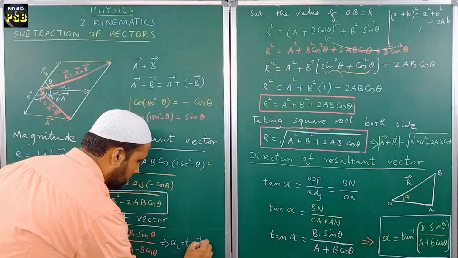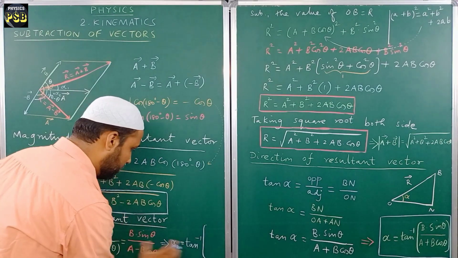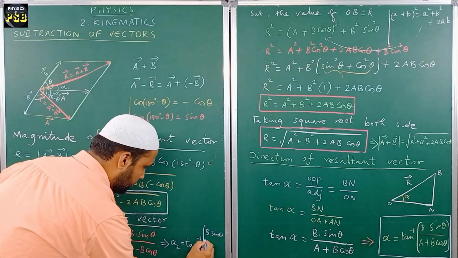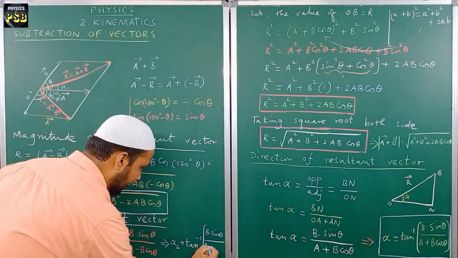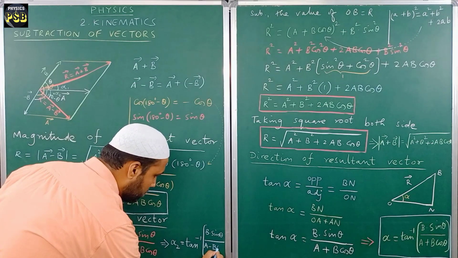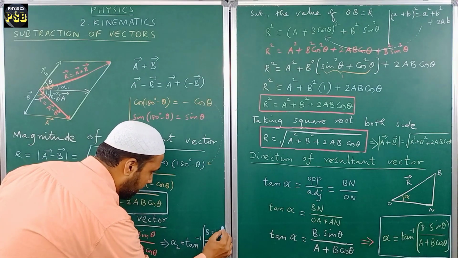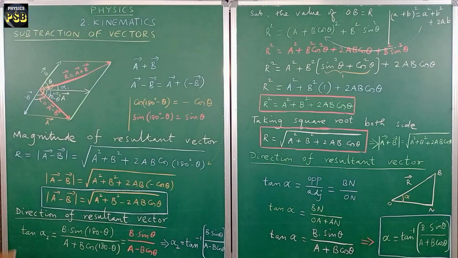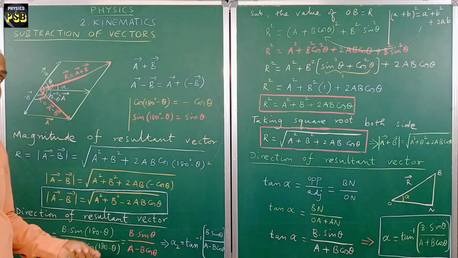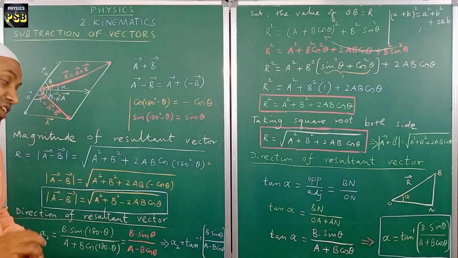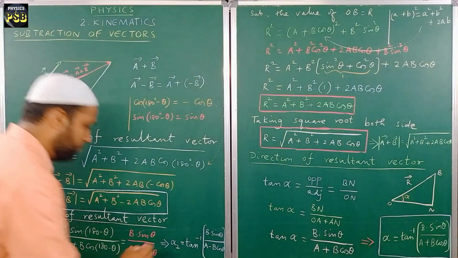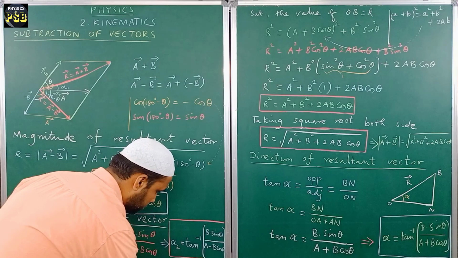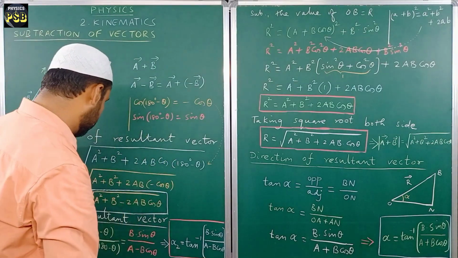Now, I write this part within bracket: b sin theta divided by a minus b cos theta. Fine. This is the final expression which provides us the direction of the resultant vector. The resultant vector is nothing but A vector minus B vector. Clear? Now I box this. Okay, this is the final expression.